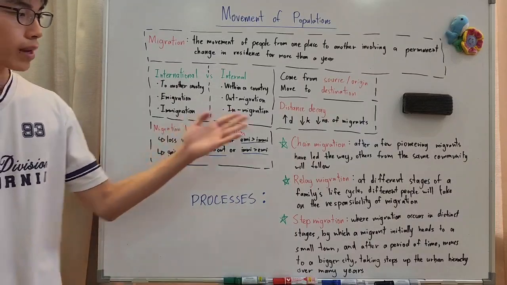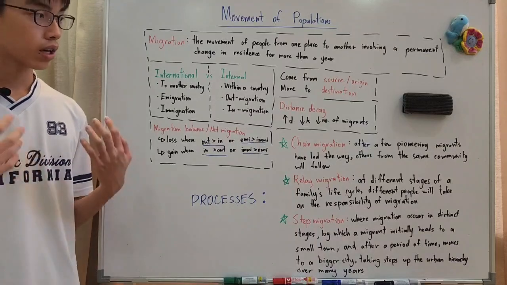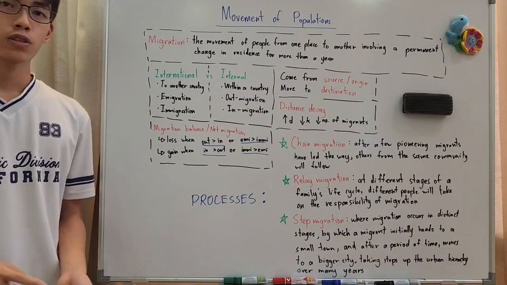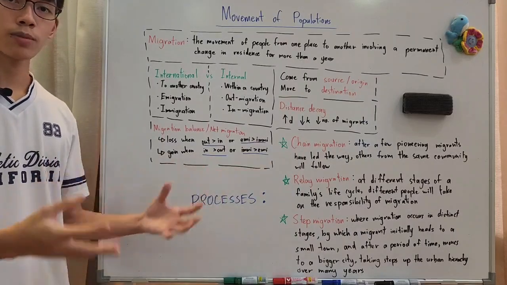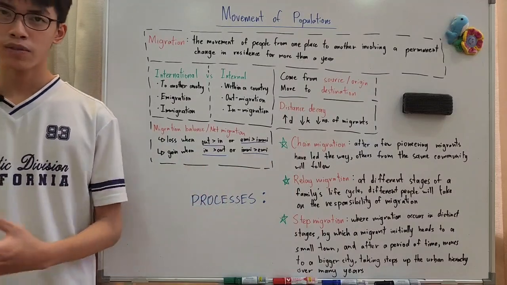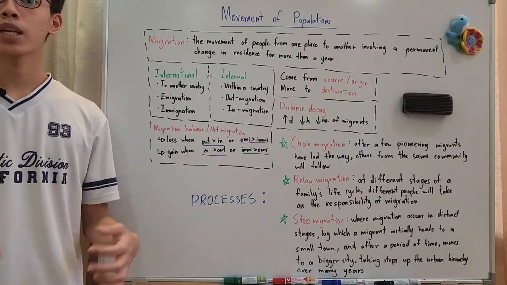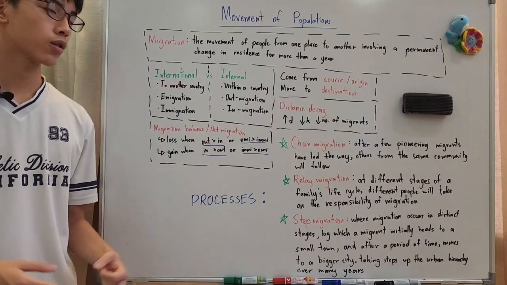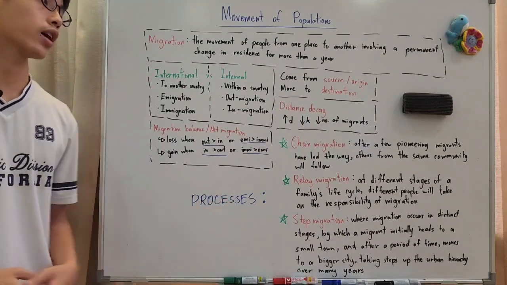Now we move on to processes of migration. There are three types: chain migration, relay migration, and step migration. Chain migration is after a few pioneering migrants have led the way, others from the same community will follow. So one person or a group of people migrate to an urban settlement. The people in the village have urban contacts. They can get some tips from the migrants. So after a while, they will start to migrate. So you're chaining the whole population from a village, from a settlement, towards another area.